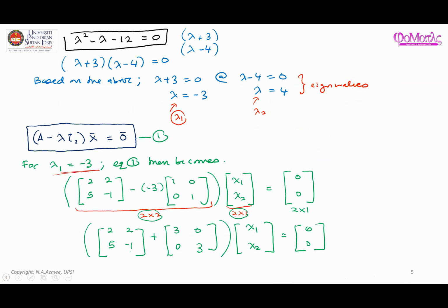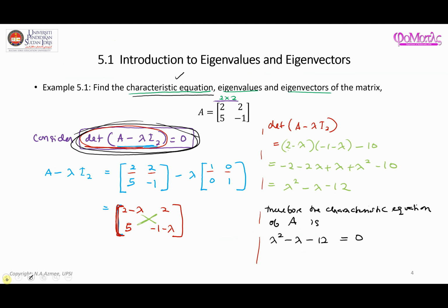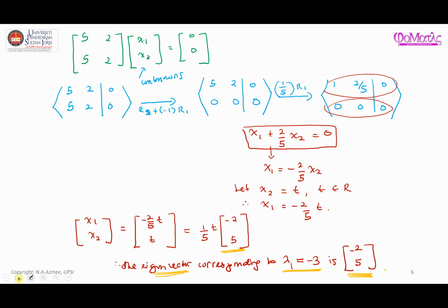We are not done yet because we still have lambda 2 equals 4 that we need to consider, doing this whole process again. All right, shall we do that? Since I'm running out of space, I'm just going to erase everything on this slide, and I'm going to consider lambda 2, which is equal to 4. So for lambda 2 equals 4, I'm just going to erase this part as well.